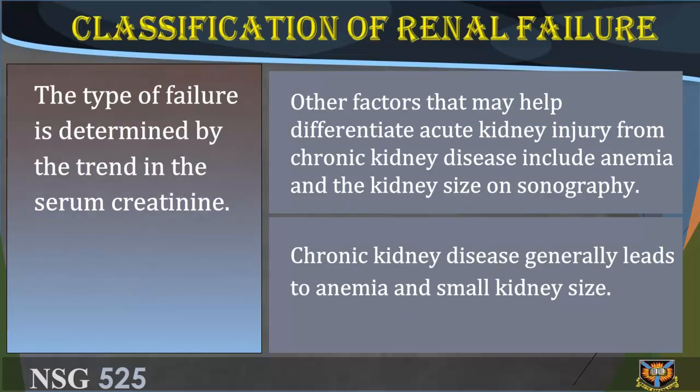The type of failure is determined by the trend in the serum creatinine. Other factors that may help differentiate acute kidney injury from chronic kidney disease include anemia and the kidney size on sonography. Chronic kidney disease generally leads to anemia and small kidney size.